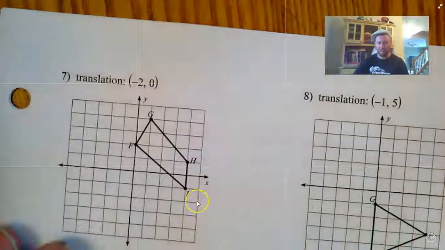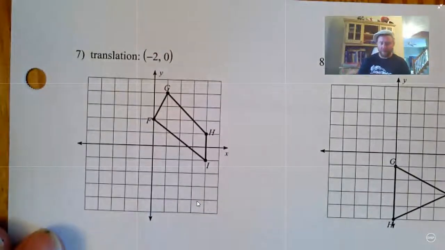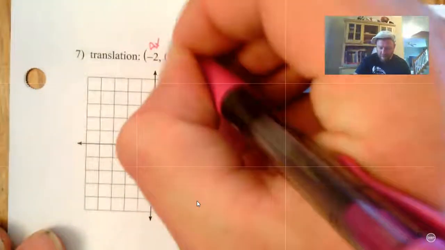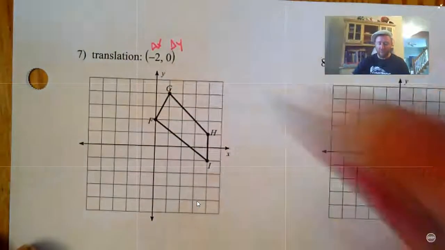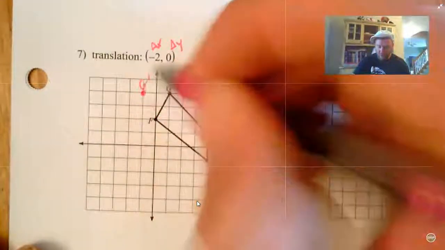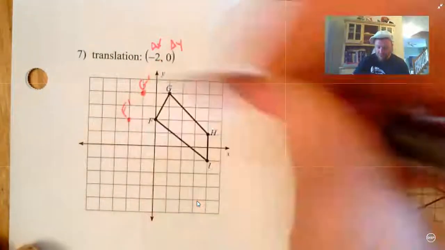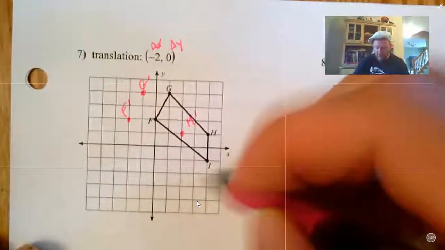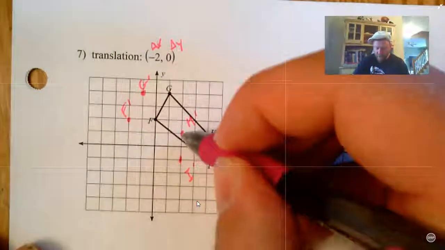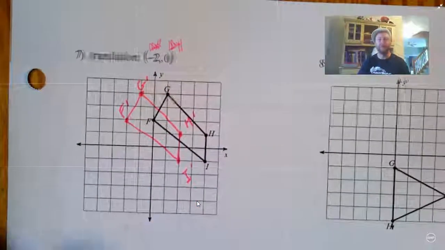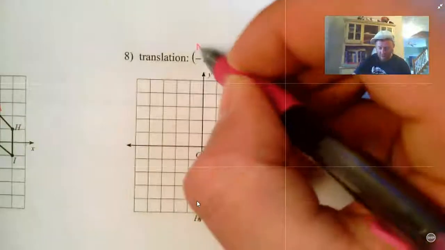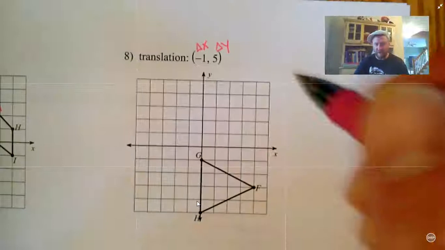All right, let's look at some more. So this is our delta x, delta y, change in x, change in y. This means we go back 2 spaces. We don't go up or down at all. So back 2, G prime, back 2, F prime, back 2, H prime, back 2, I prime, and connect the points. There we go.